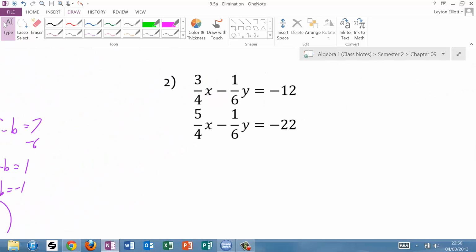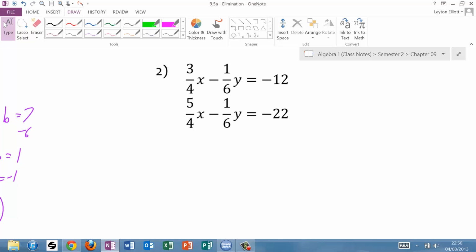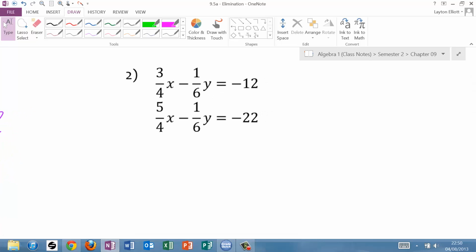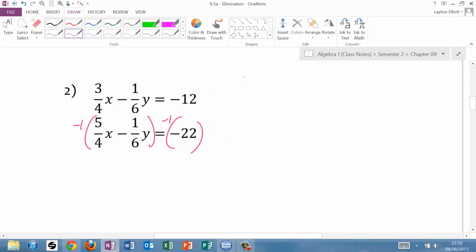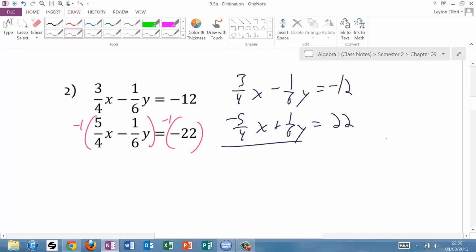Let's look at number 2. They're almost the same, but you know, we get to decide. I don't really like these fractions too much. Is it going to be convenient for us to keep them? Well, if I look at these, they are almost the same thing. Let's change the signs on the second one by multiplying both the left and the right sides by a negative 1. So I'm going to have negative 1 here, negative 1 there, and if I rewrite it, 3/4 x minus 1/6 y is equal to negative 12. Negative 5/4 x plus 1/6 y is equal to positive 22.